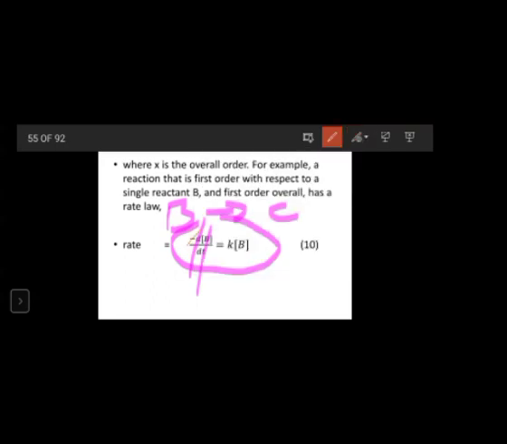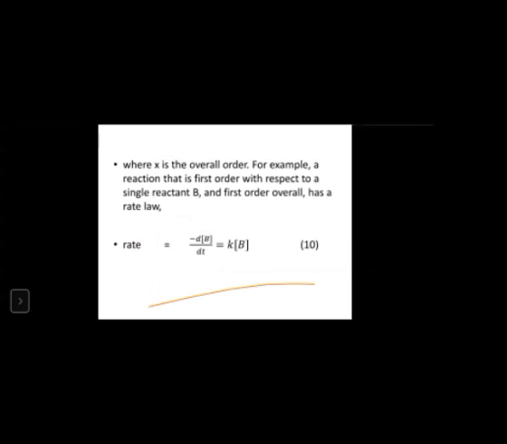The whole of this is the same thing as rate. So put the unit here, mole per dm cube per time. Come here, k times mole per dm cube. Then you now begin to cancel what is not supposed to be there. That's exactly what I did.